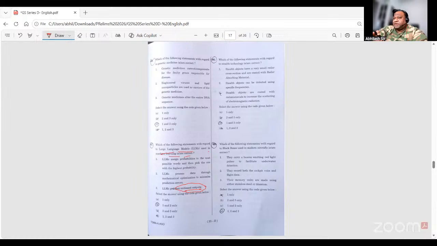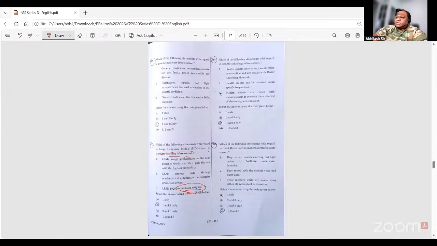Unbiased output is definitely questionable, because they learn from what they are trained on. They cannot be unbiased on their own, so that is incorrect. Somewhere the answer is B. But then we will look for... as I said earlier, right now I will not go on an answer-evaluation basis.